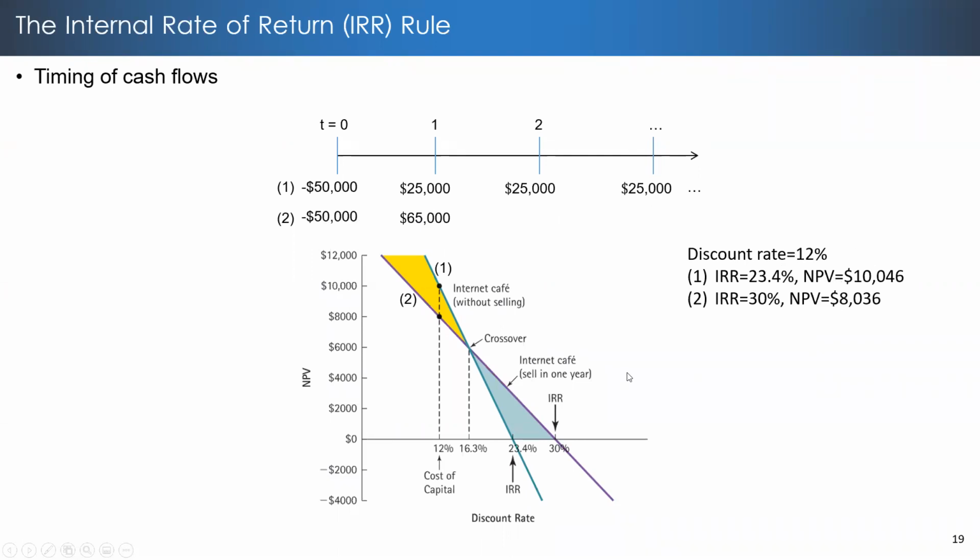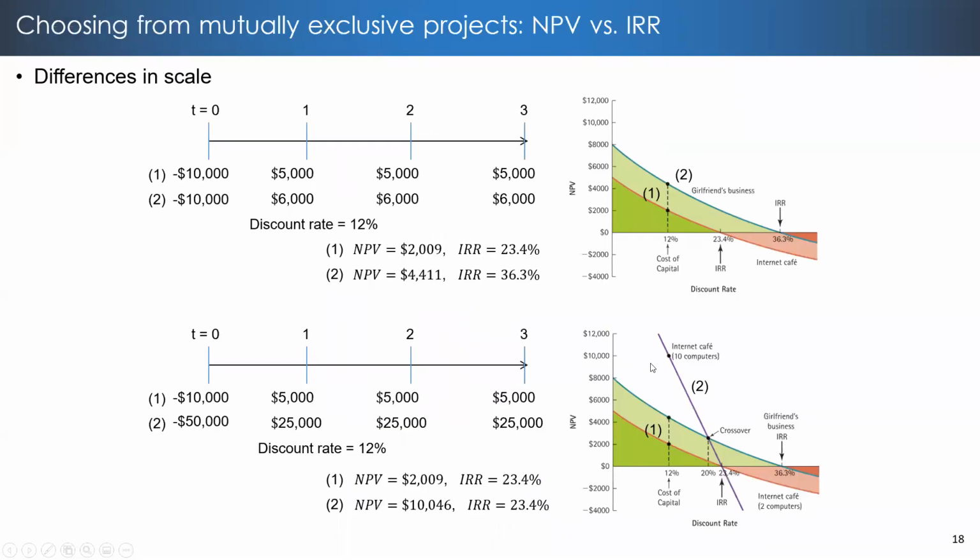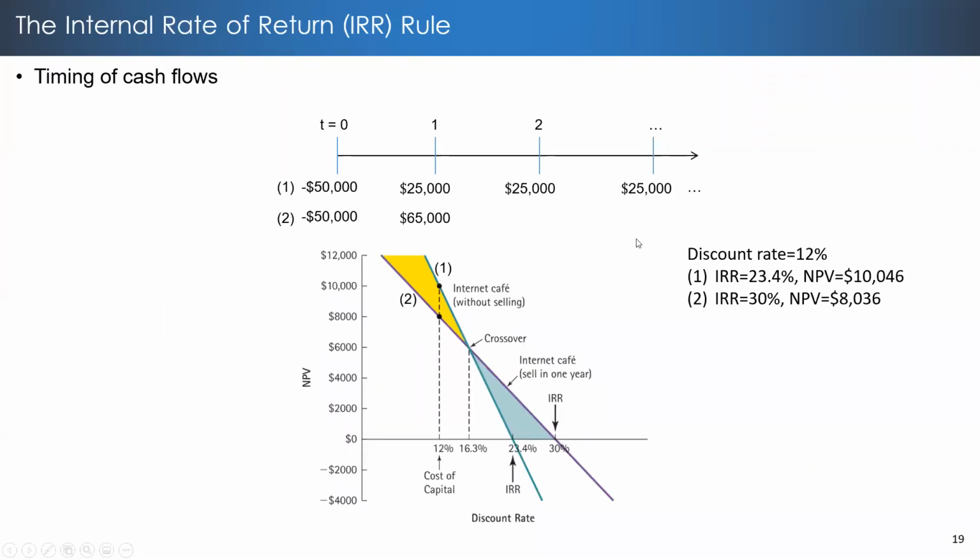So basically, this is what I'm trying to say about mutually exclusive projects, right? And the difference in the conclusions of these two types of rules, right? So depending on the nature of different projects and also the preference of the business owner, you might end up with different conclusions using these two rules, right?